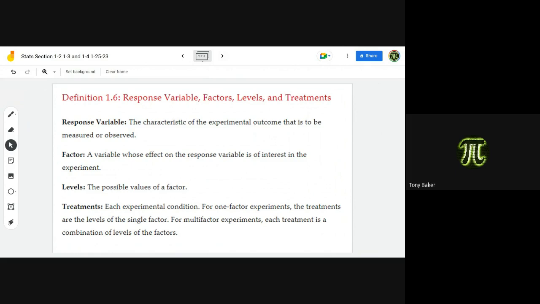All right, when you're doing an experiment, your response variable is what you're trying to measure or observe. So if we're looking at microwaves and how well they heat, my response variable is going to be the temperature of the items in the microwave after 30 seconds. Okay, that would be the thing that I'm going to measure or observe to determine if the microwave is doing what it's supposed to do. Okay?